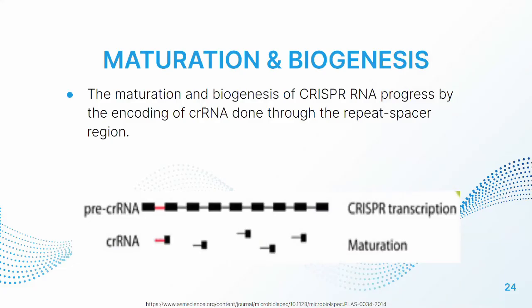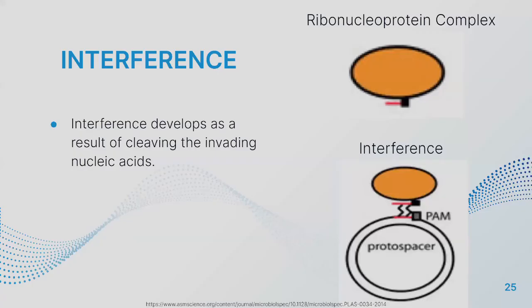The maturation and biogenesis of CRISPR RNA progress by the encoding of crRNA done through the repeat spacer region. The transcription of the CRISPR locus occurs as a long sequence of nearly all CRISPR RNA, which is also known as pre-crRNA. The pre-crRNA is processed into short sequences of crRNAs along with the repeat sequences. The completion of the maturation of crRNAs is done by trimming at the 3' or 5' end.